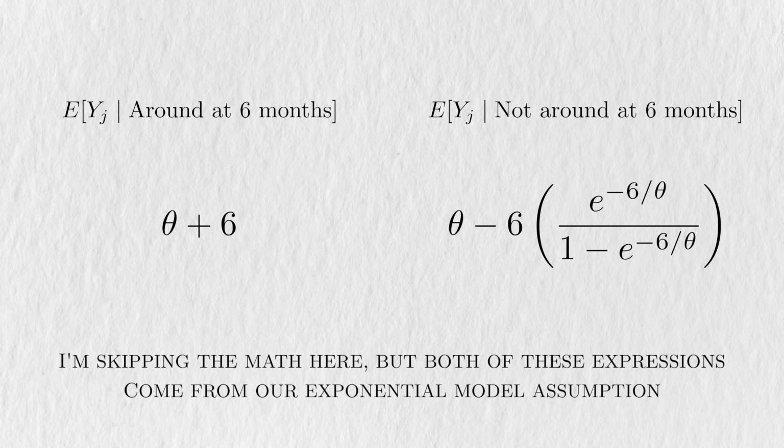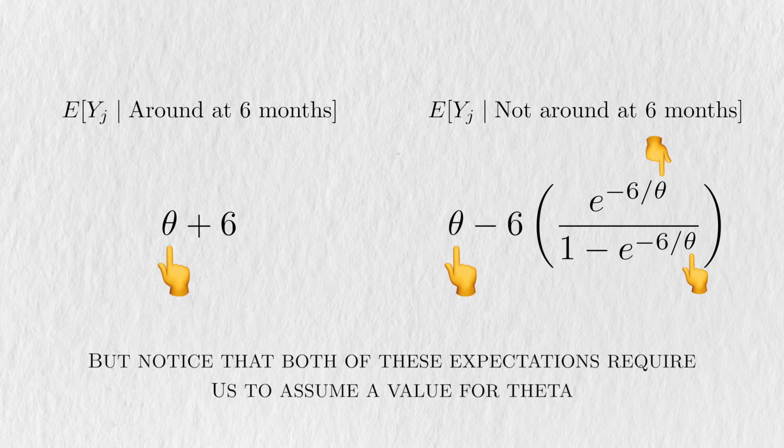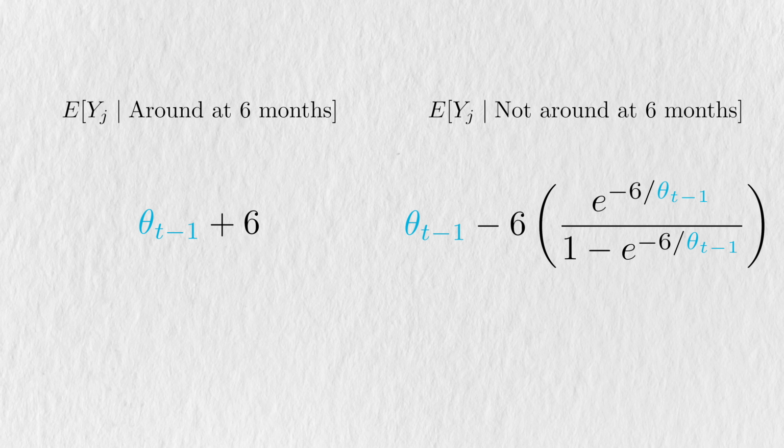I'm skipping the math here, but both of these expressions can be derived from the fact that we're using an exponential distribution as our lifetime model. However, to calculate either of these expectations, the value of theta needs to be fixed beforehand. So we can use the previous value of theta as a placeholder.